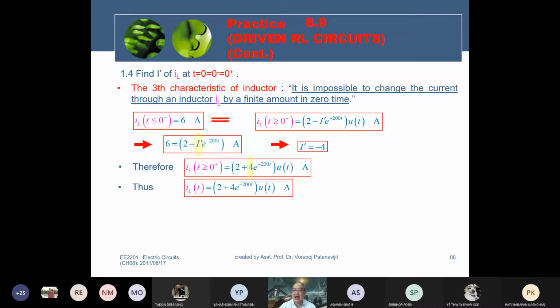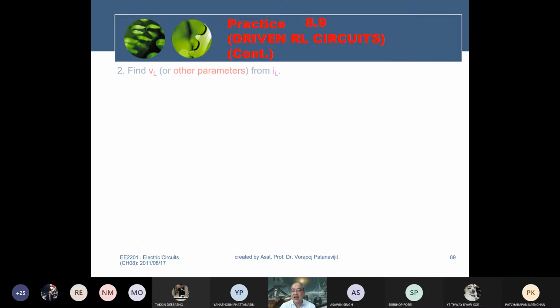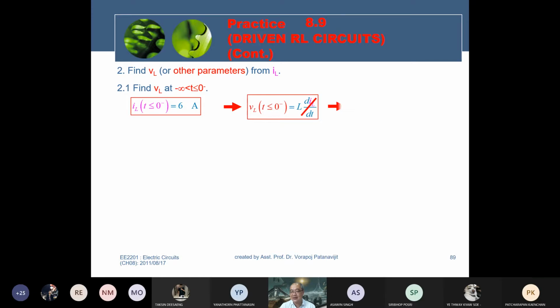Okay, equal to here for time greater than 0. Now at time equal to 3 milliseconds, you substitute 3 milliseconds in here, you get the inductor current equal to 4.2 amp. But the question asks you for more. It asks you for the inductor voltage. You can derive the inductor voltage from the inductor current directly.